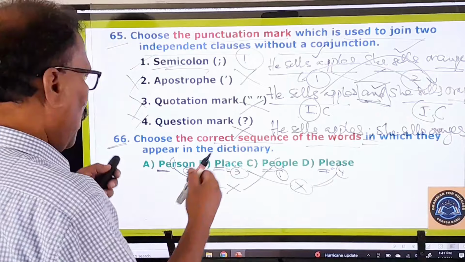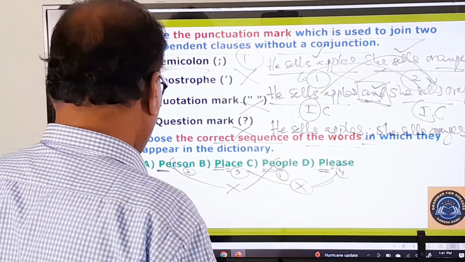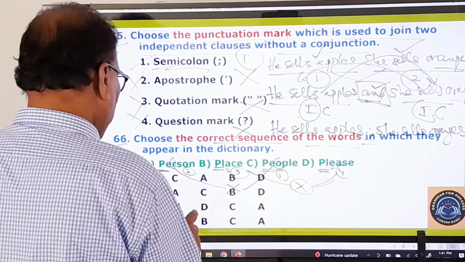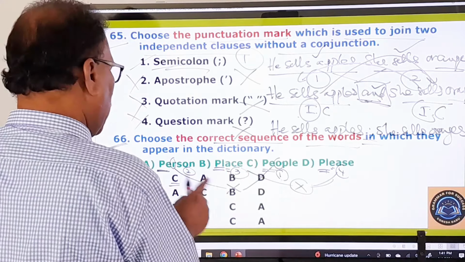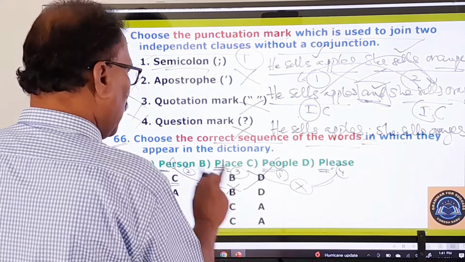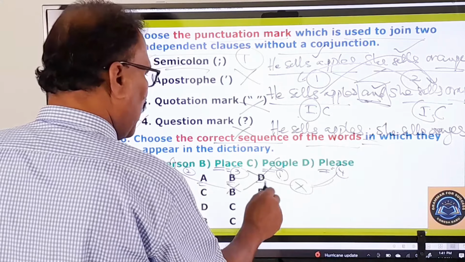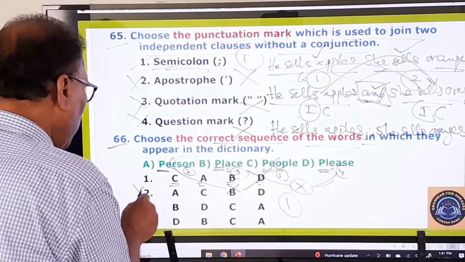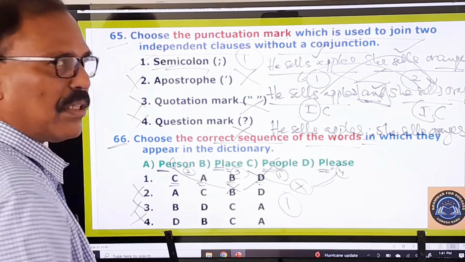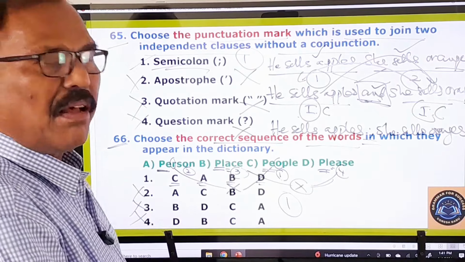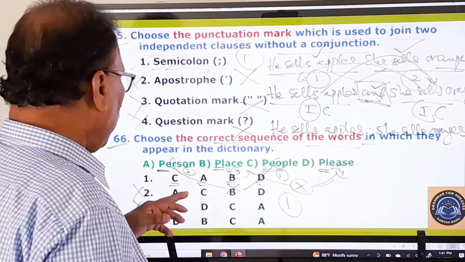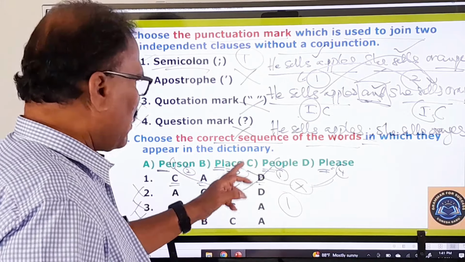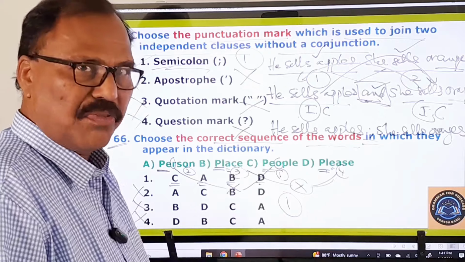Okay, so let us look at the options. First one is C. What is the second one? A, that is there. What is the third one? B, okay, it is there. What is the fourth one? D is there. So C, A, B, D. So the first option is your answer and all other options are incorrect. Only the first one is the right one. In the dictionary, you find these words in this order: first people, then person, then place, then please. So this is the order of these words in the dictionary.